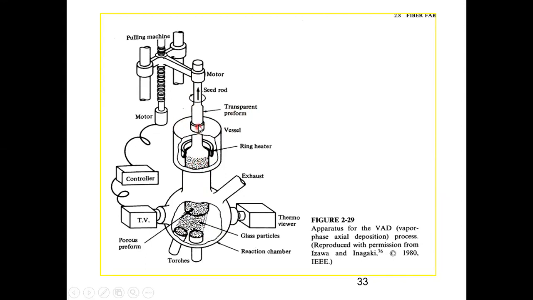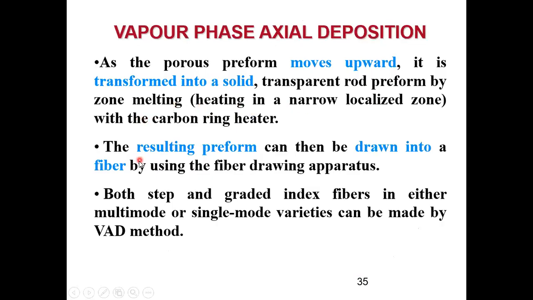So यहाँ पे porous है, यहाँ पे heat होने के बाद that porous preform is converted into a solid rod. So that is what is mentioned over here. Then the resulting preform can be drawn into a fiber using the fiber drawing tower. Okay, now this method will give me both step and graded index fiber. Whether I want multi-mode or single mode, all can be made using the VAD method. Okay, so here the deposition is in the axial direction. Okay, that's why vapor phase axial deposition.